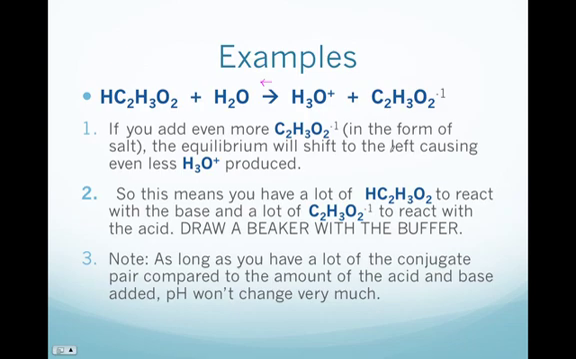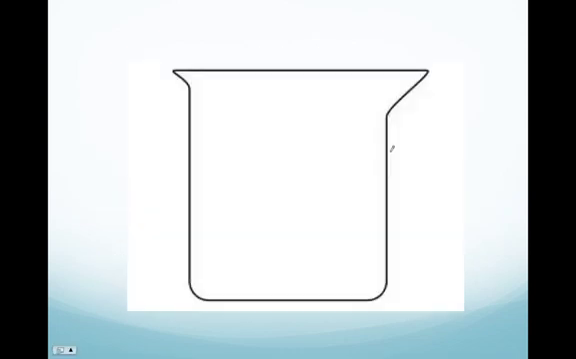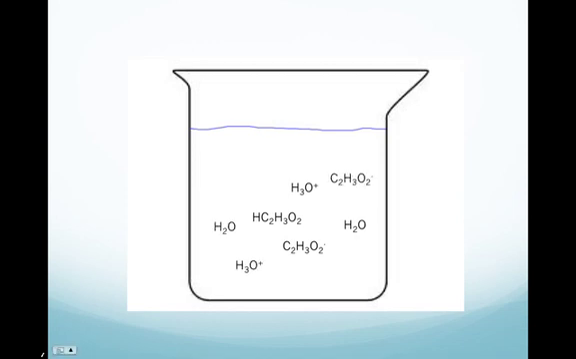Now I want you to think about it then. If I had a beaker with the buffer, what would be present in that beaker? Here's my beaker. What would be present in the beaker? Let's take a look. Well, we know that our reaction has 4 different chemicals in it. So we know we have our water, our hydronium ion, our acetate ion, and our acetic acid. But we have to have many of each one in order for this to be a successful buffer solution. And so you'll see that over and over these repeat.